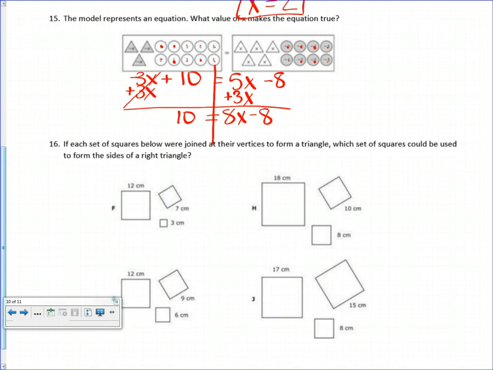Because all of my x's are on the right, I'm going to get my single constants over to the left. So I'm going to add 8 to both sides. Negative 8 and positive 8 cancel. 10 plus 8 gives me 18 equals 8x. And then I'm going to divide both sides by 8. 18 over 8 is 2.25.